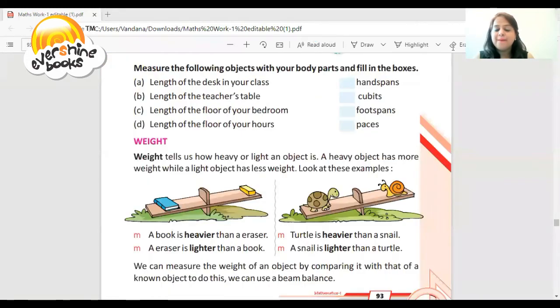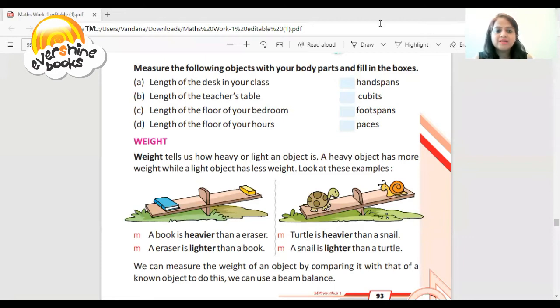Now, students, measure the following objects with your body parts and fill in the boxes. It's your activity to do by yourself. But students, it will vary between yours and mine, because your body parts are different from my body parts.